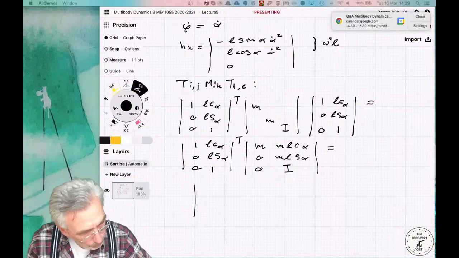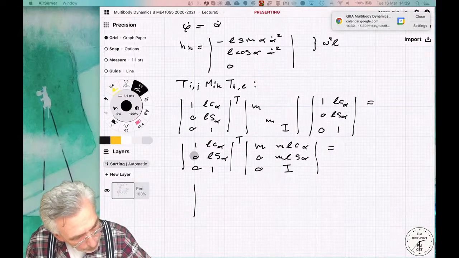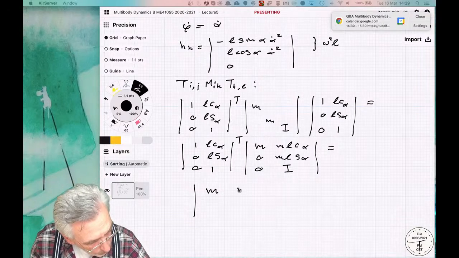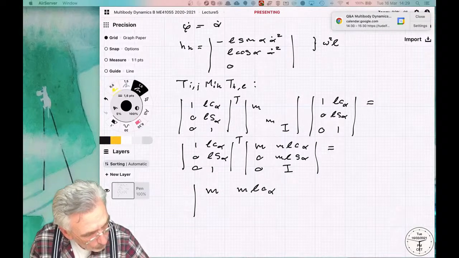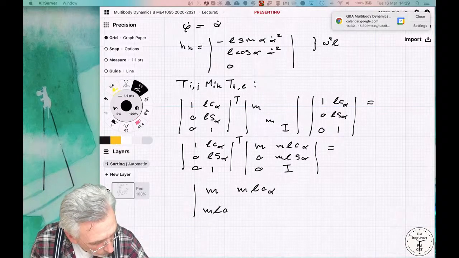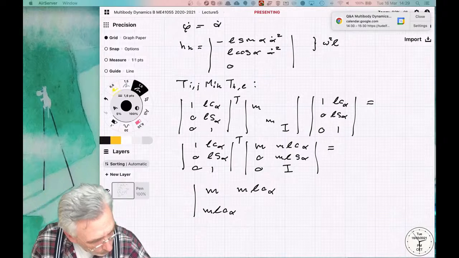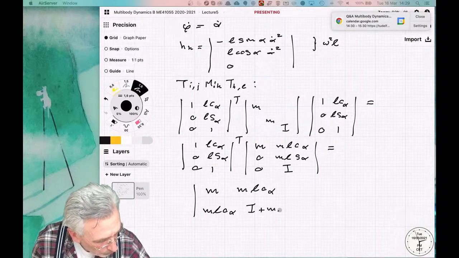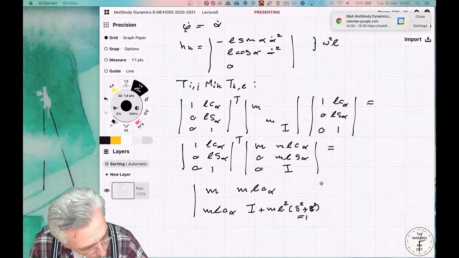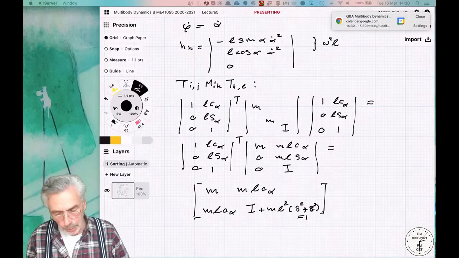I have to write a little bit the matrix. So we have to transpose, so it's this times this, so that's an m. This guy times this guy, so that's ml cosine alpha. Then this guy times this guy, that's also ml cosine alpha, and then this times this guy, that's I plus ml squared with cosine squared alpha plus sine squared alpha, that's of course 1. So this is then finally our mass matrix.